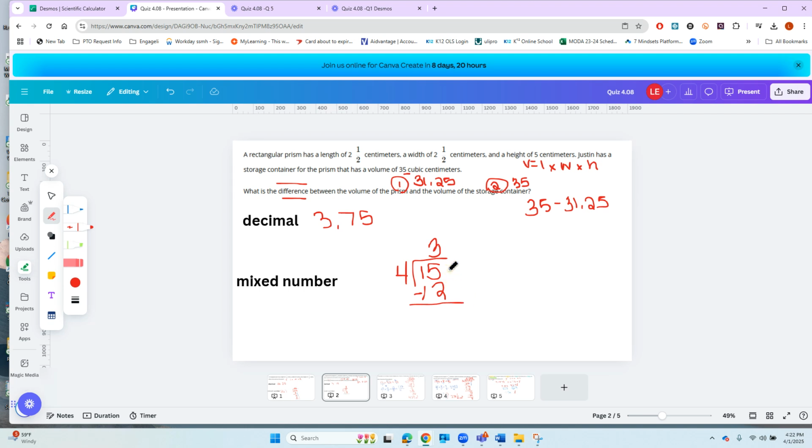If I subtract 15 minus 12, I get 3. I don't have any numbers to bring down, and 4 can't go into 3, so this is my remainder. My remainder becomes my numerator, and my divisor, my 4, becomes my denominator. So my mixed number is 3 3/4.